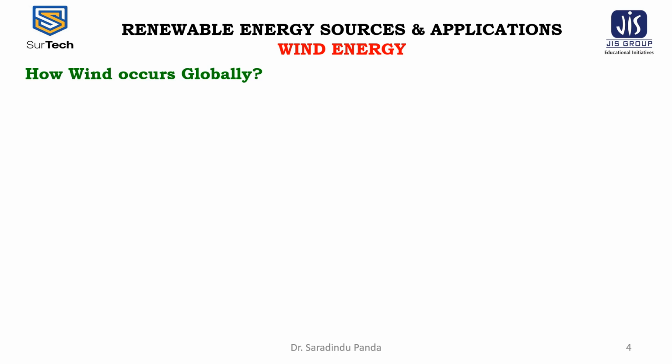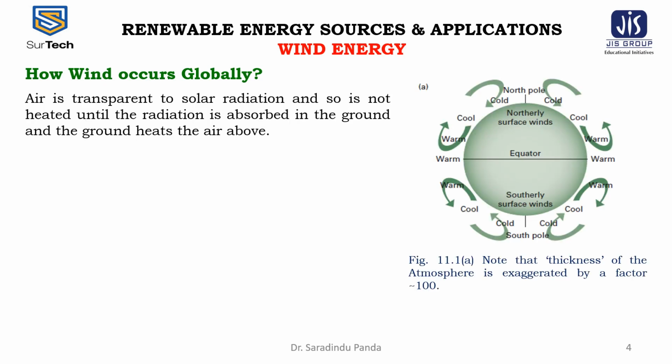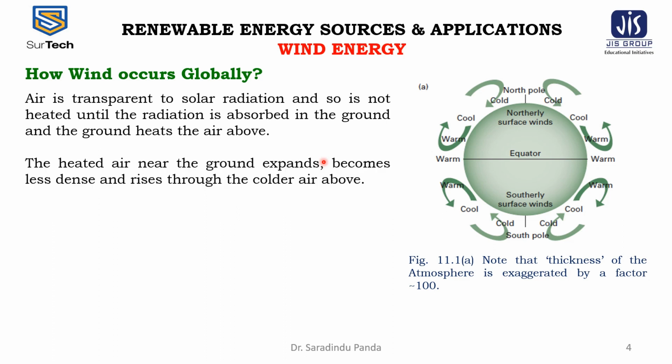Now, how the winds occur globally. Air is transparent to solar radiation and so is not heated until the radiation is absorbed in the ground, and the ground heats the air above. The heated air near the ground expands, becomes less dense and rises through the colder air above. The heating effect is strongest near the equator. This is the equator shown in the figure.